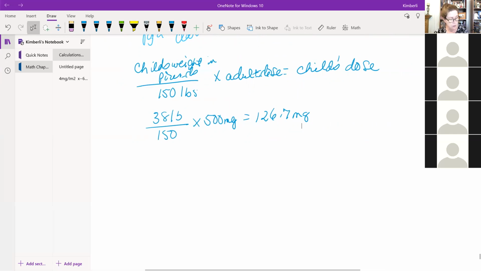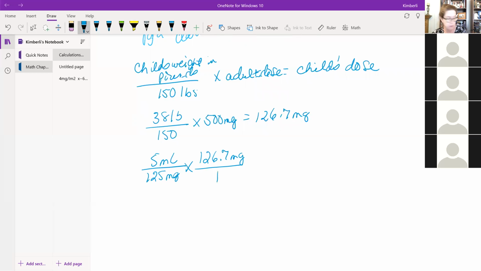Okay, so the strength of the medication is 125 milligrams per 5 mLs, but I want to know how many mLs to give, so I'm going to put the 5 mLs on top. 5 mLs contains 125 milligrams times 126.7 milligrams, because that's how much I want to give the patient. And I'm going to put that over 1. Now your book calls that over 1 dose, and that's fine. So 126.7 times 5, and I get 633.5 over 125.